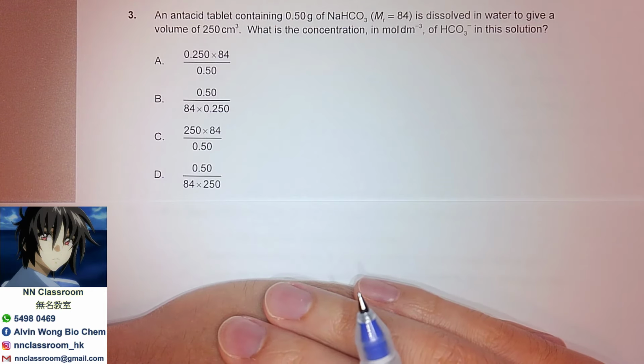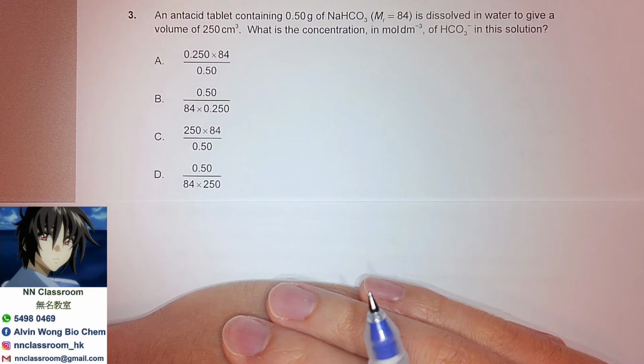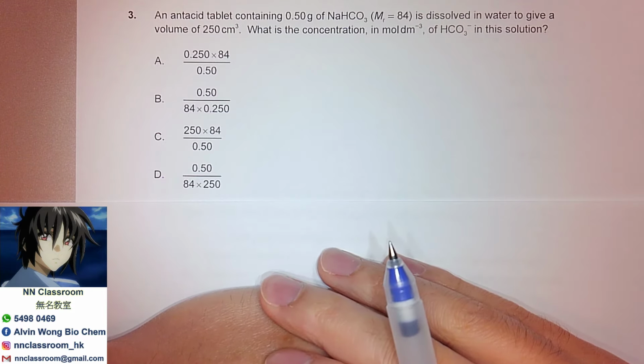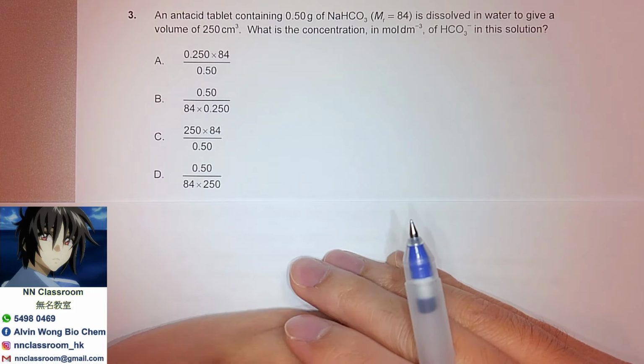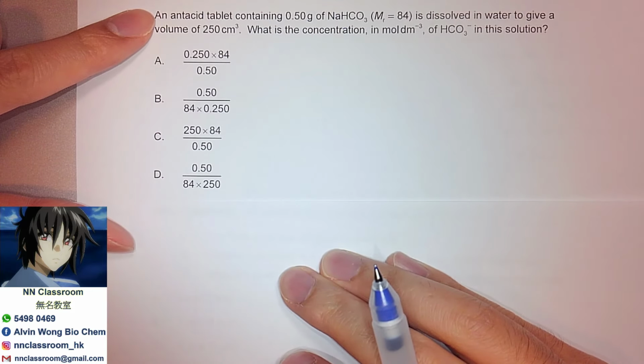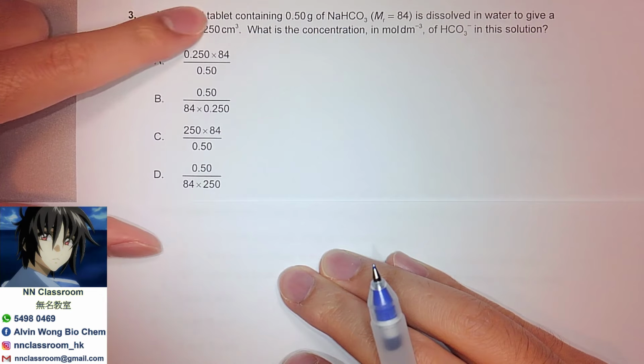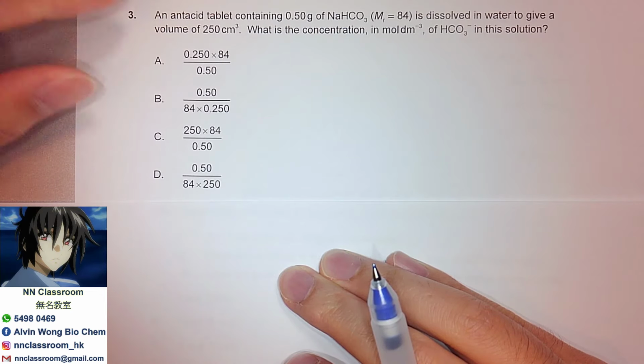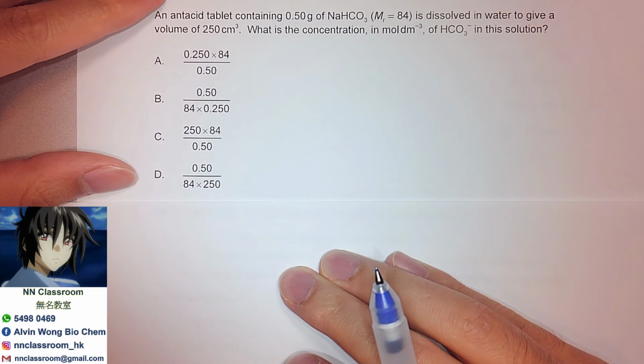Today, I'd like to share with you a past paper question from 2018 Time Zone 0. So question number 3, again, a mole calculation question. Let's see, given an antacid tablet, which is something that can tackle our stomach acid of hydrochloric acid, but this time it's not asking for the chemical nature behind this antacid, right?